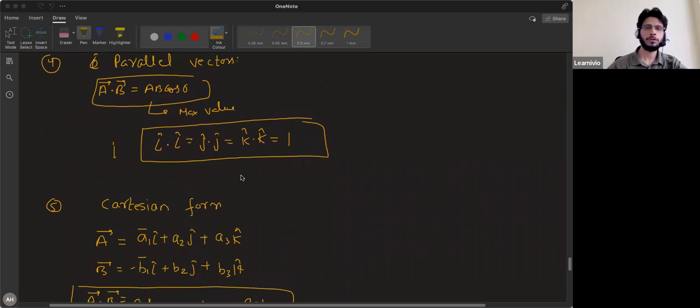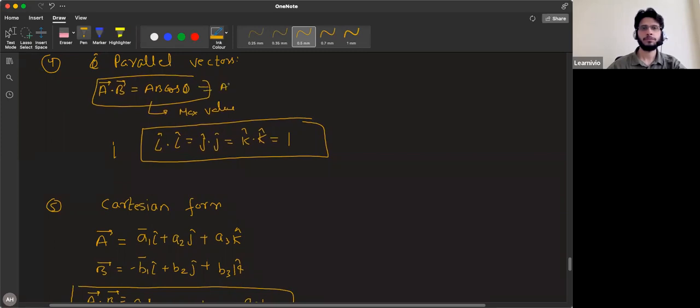See, this is cos 0. Cos 0 is 1, which is AB. So the maximum value of cos theta is 1, which is when theta equals 0 degrees. So that's why it's max.